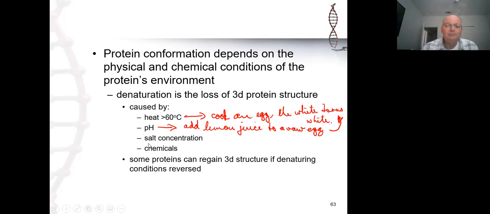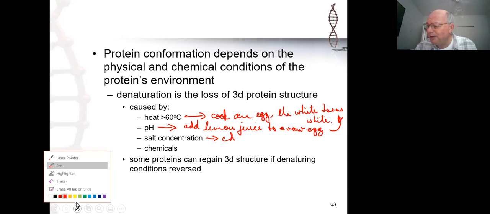We can also alter the salt concentration of the solution. And that changes the shape and therefore the solubility of the protein.